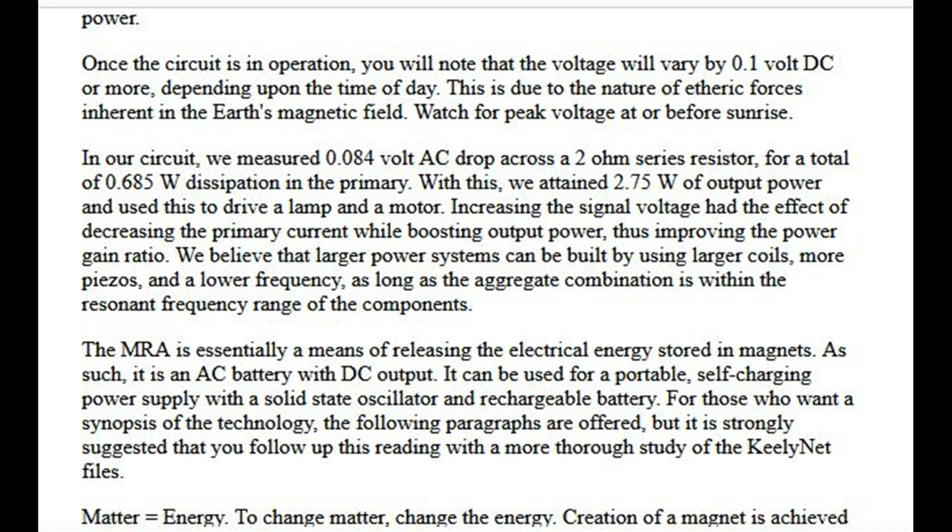Increasing the signal voltage had the effect of decreasing the primary current while boosting output power, thus improving the power gain ratio. We believe that larger power systems can be built by using larger coils, more piezos, and a lower frequency, as long as the aggregate combination is within the resonant frequency range of the components. The MRA is essentially a means of releasing the electrical energy stored in magnets. As such, it is an AC battery with DC output. It can be used for a portable, self-charging power supply with a solid-state oscillator and rechargeable battery.